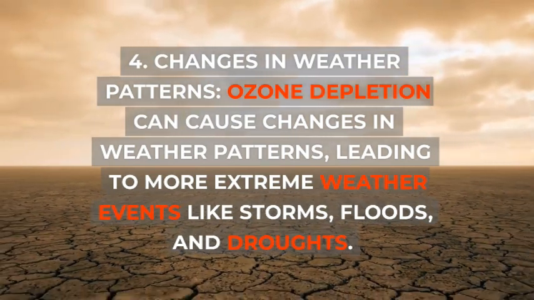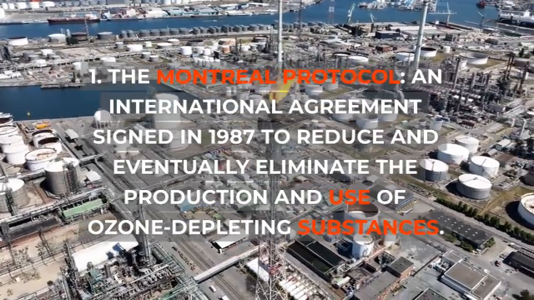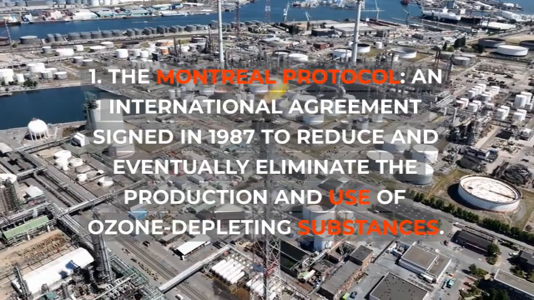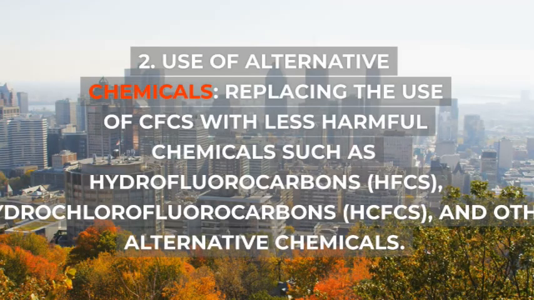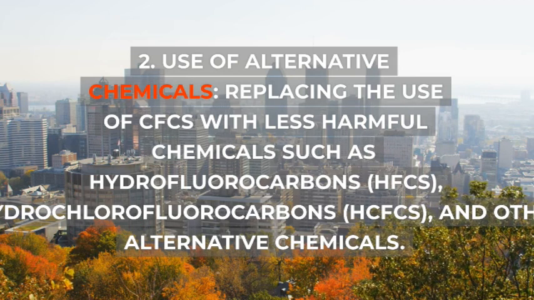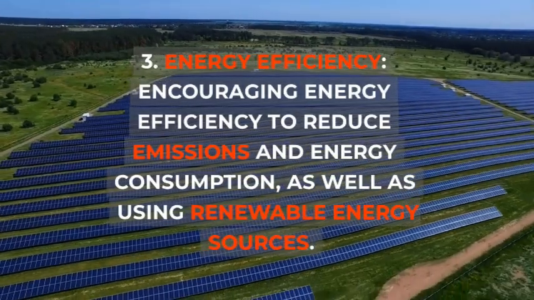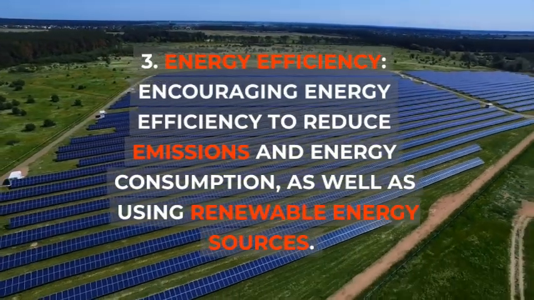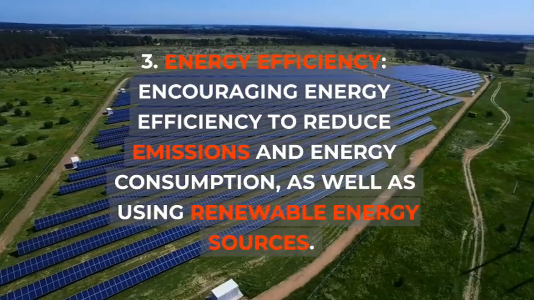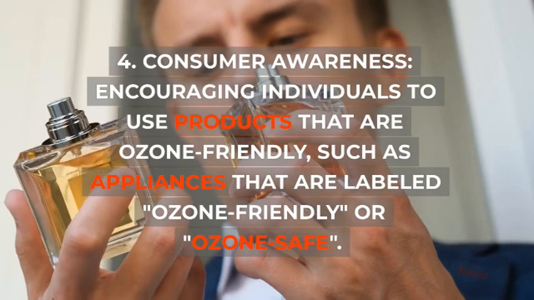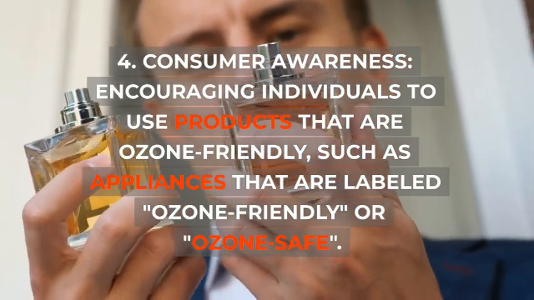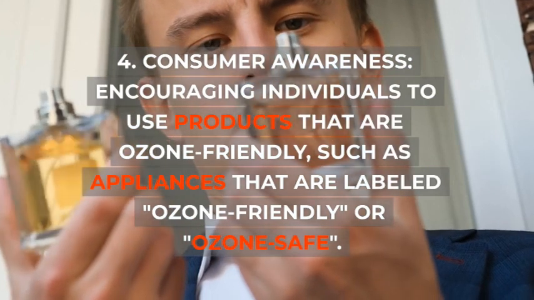Preventive measures. 1. The Montreal Protocol, an international agreement signed in 1987 to reduce and eventually eliminate the production and use of ozone-depleting substances. 2. Use of alternative chemicals, replacing the use of CFCs with less harmful chemicals such as hydrofluorocarbons, HFCs, hydrochlorofluorocarbons, HCFCs, and other alternative chemicals. 3. Energy efficiency, encouraging energy efficiency to reduce emissions and energy consumption, as well as using renewable energy sources. 4. Consumer awareness, encouraging individuals to use products that are ozone-friendly, such as appliances that are labeled ozone-friendly or ozone-safe.